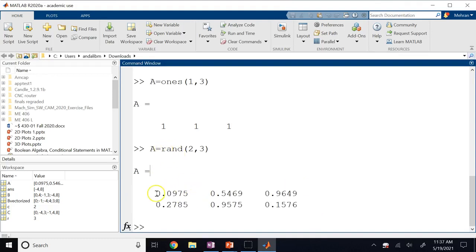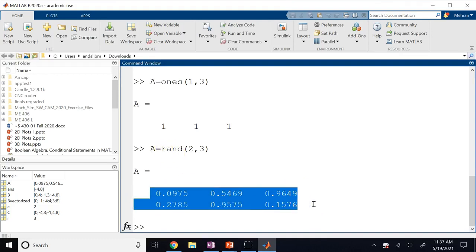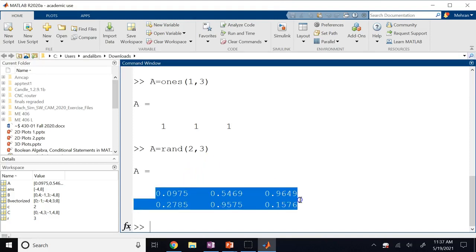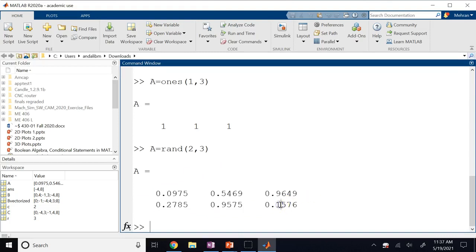Now, what's specific about these numbers? They're all between 0 and 1. And they come from a uniform distribution of probabilities. So the chance that I get any number between 0 to 1 is the same as I get another number between 0 to 1. So the chance that one of these numbers is 0.5 is the same as the chance of it being 0.3 or 0.8 or 0.9 or any other thing.